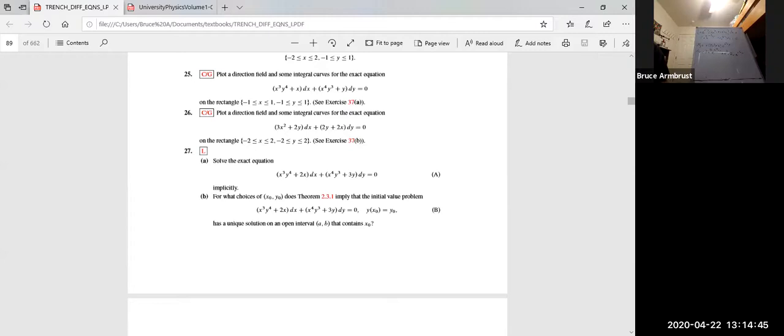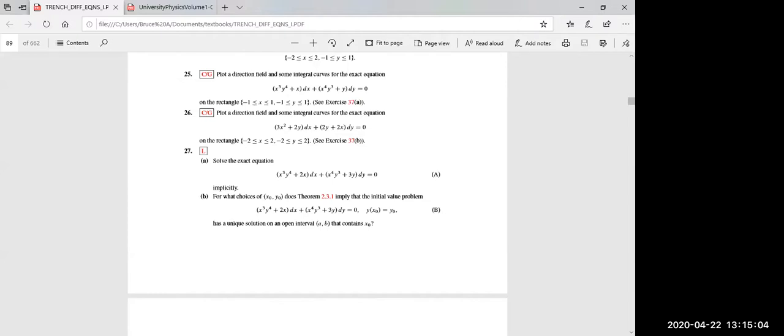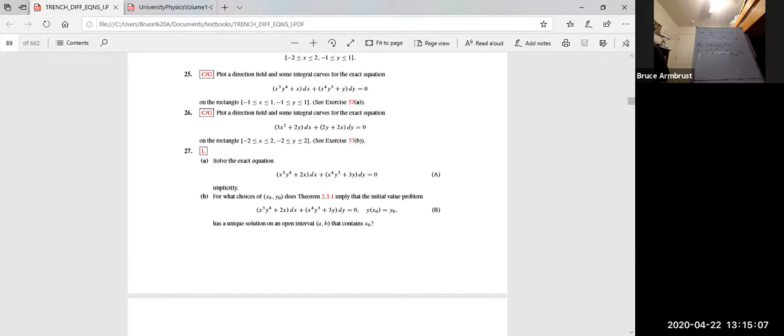All right, so 27 part A was to solve the exact differential equation implicitly. Hopefully that went pretty well. In fact, we're going to go ahead and get that because I want to use that to talk about B. But then part B says, for what choices of x naught, y naught does Theorem 2.3.1 imply that the initial value problem has a unique solution that contains x naught? So let me go ahead and write this down.